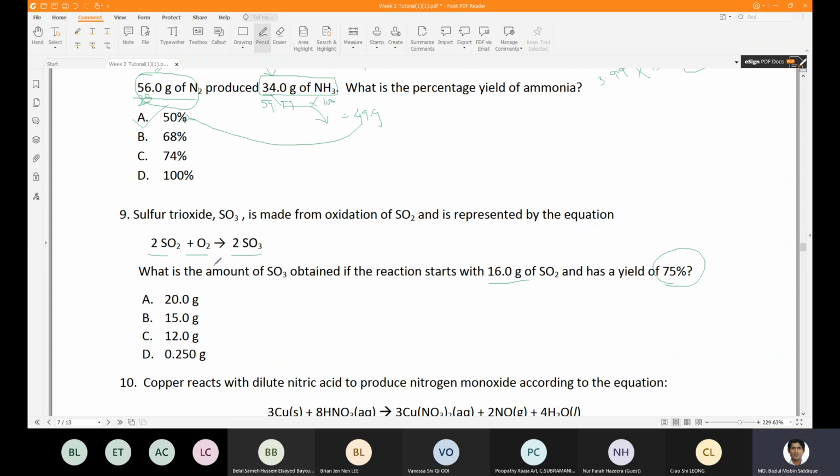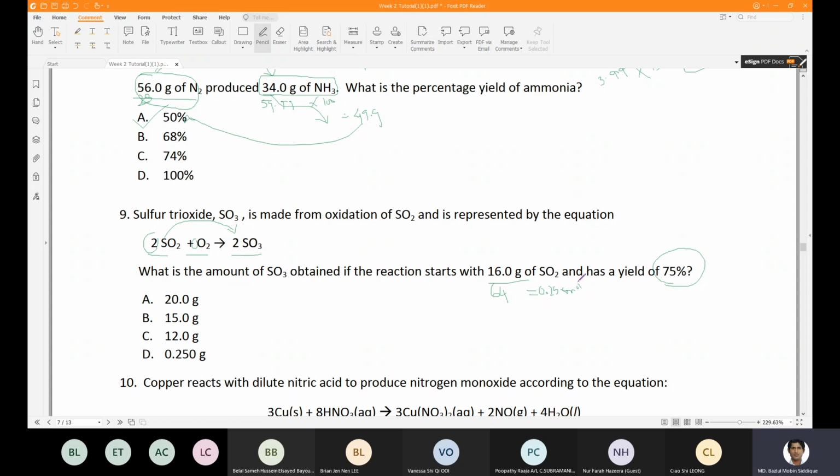16 grams of sulfur dioxide. The reaction is again a 2:1 reaction and 2:2 product, right, with sulfur dioxide. So 16 grams of sulfur dioxide means how many moles? The molecular mass of sulfur dioxide is 64 grams per mole. If we divide, we'll find 0.25 moles of sulfur dioxide.